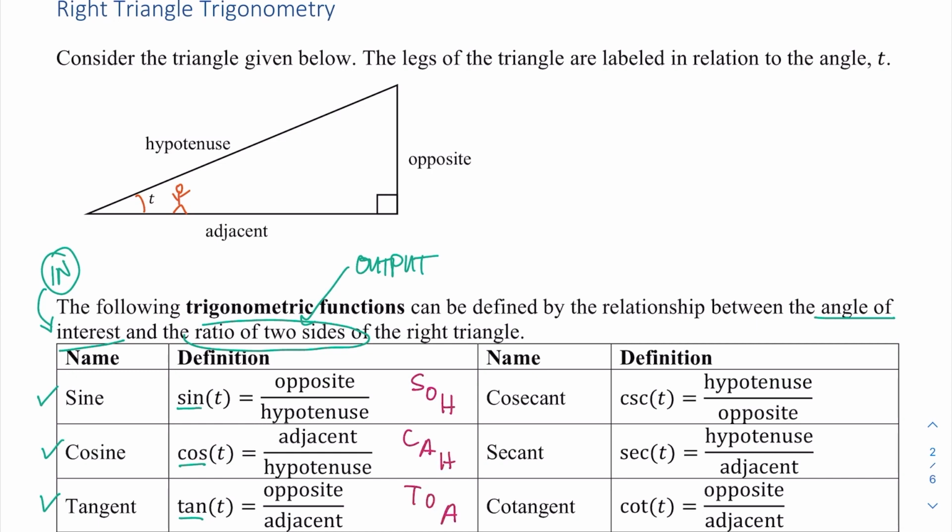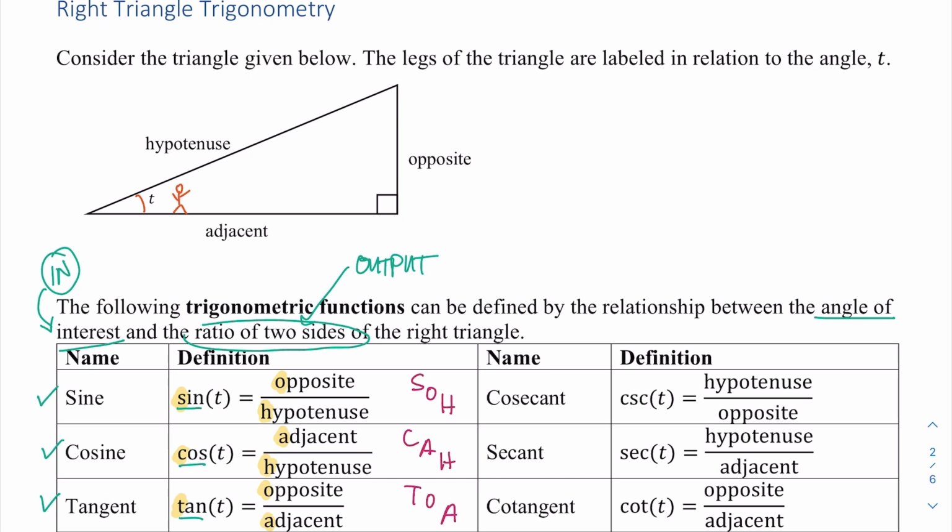SOHCAHTOA. You might have heard this before, but how does it help us remember these things? Well, it just reminds us. For SOH, S is for sine, O is for opposite, H is for hypotenuse. For CAH, C for cosine, A for adjacent, H for hypotenuse, and TOA, T for tangent, O for opposite, and A for adjacent. So SOHCAHTOA.